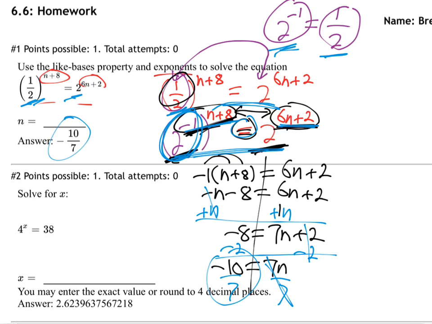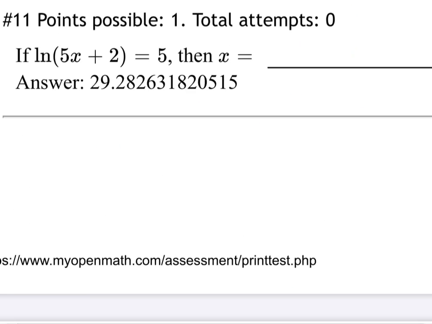Now, number 2, we're going to do totally differently. In fact, I think I'm going to go back here where I have room to show you number 2. And write it right back here. Number 2, 4 to the x is 38. Now we're trying to solve for x. How can we solve this equation for x?